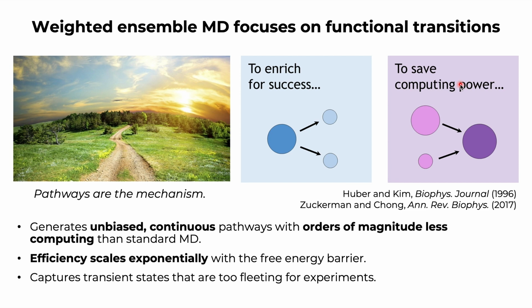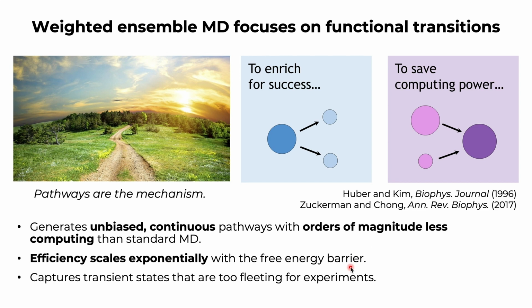The elegant part of this strategy is that the trajectories are weighted, as indicated by the sizes of the spheres, and we track these spheres in a rigorous way such that no bias is introduced into the dynamics. By minimizing the waiting time in the initial state, weighted ensemble MD generates unbiased and continuous pathways with orders of magnitude less computing power than standard MD. This efficiency gets even better for slower processes as the efficiency scales exponentially with the free energy barrier.